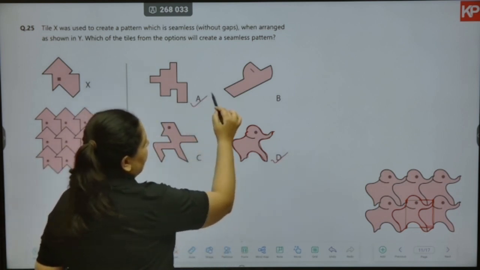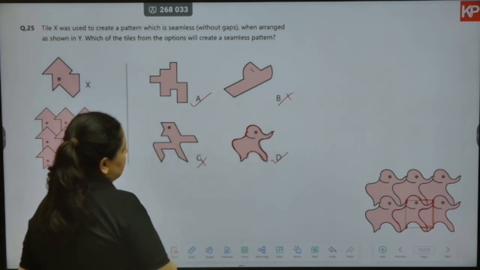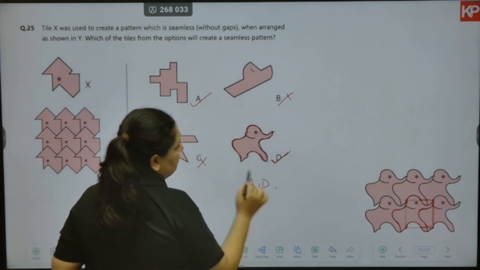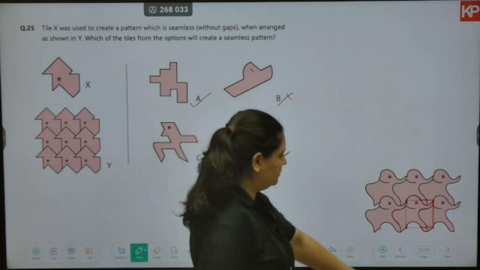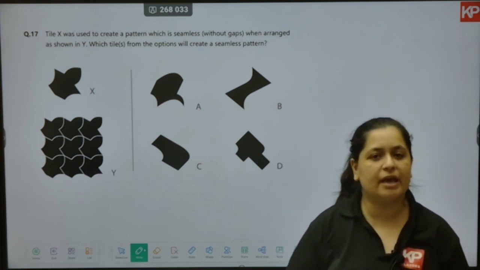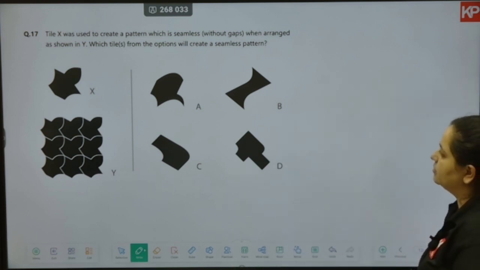So for us, A is going to tessellate, B is not going to tessellate, C is not going to tessellate, and D is going to tessellate. So A and D are the correct answers in this. Okay, I hope with this trick you will be able to solve tessellation very easily. Now please solve for this.